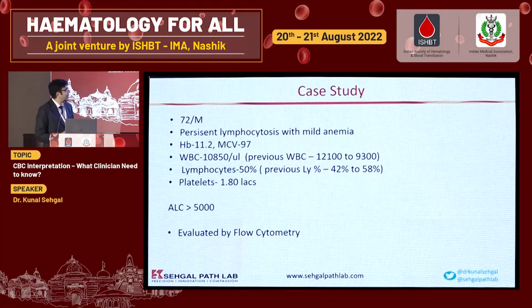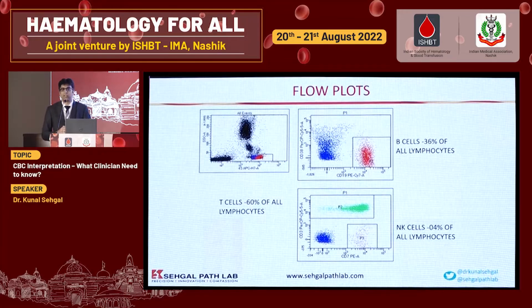So this is a 72-year-old gentleman who had persistent lymphocytosis with mild anemia. Previous WBC counts were ranging between 12,000 to 9,300, high to low. And lymphocytes were hovering around 42 to 58%. At many times in the report, the absolute lymphocyte count was above 5,000. So the hematologist wanted to just rule out any lymphoproliferation and said, kindly do the flow analysis.